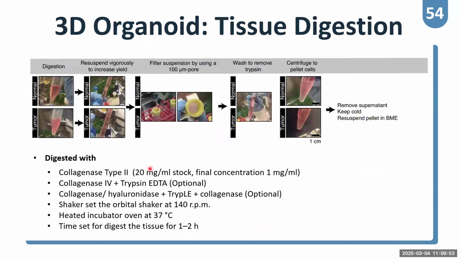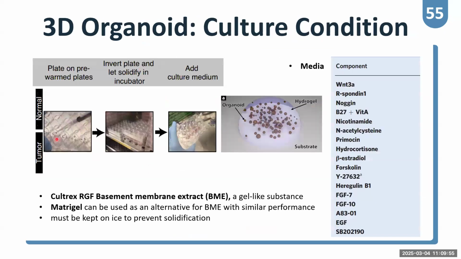Okay, I will pass through here and want to show you that we drop the matrix gel mixed with the organoid pellet, flip it back, flip it down, leave it 30 minutes in the incubator, and then add the media. You will get several organoids in one dome of the matrix gel. And the component list is here.